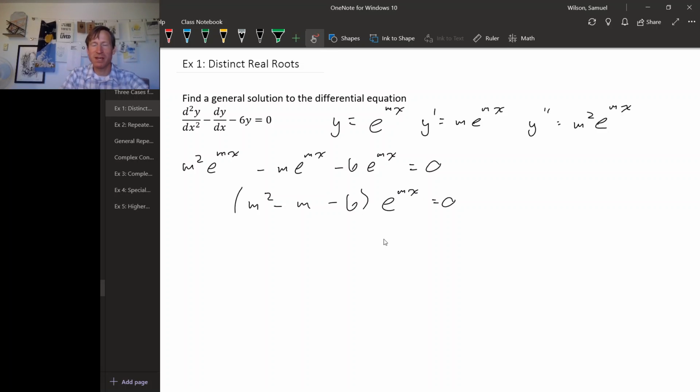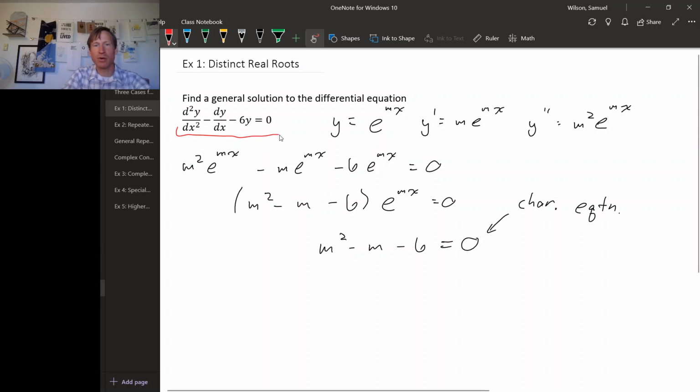And then you can divide both sides by e to the mx, and you get m squared minus m minus 6 equals 0. Now, before we finish solving this, I want to point out that there's a really quick shortcut to get the characteristic equation, which is this one down here. If you compare these two, it looks like all of the derivatives just turned into factors of m, and whatever the order was on a derivative, that becomes the power of that part.